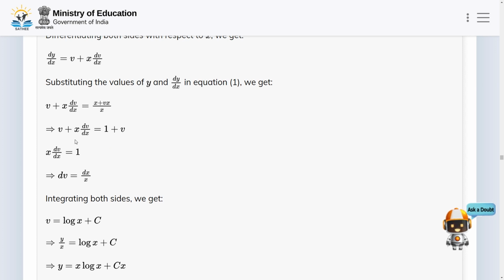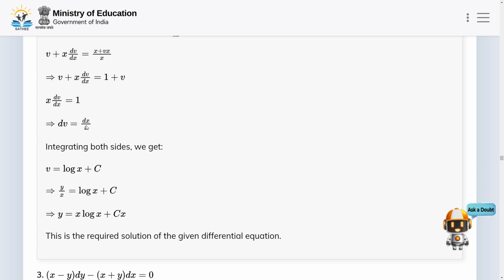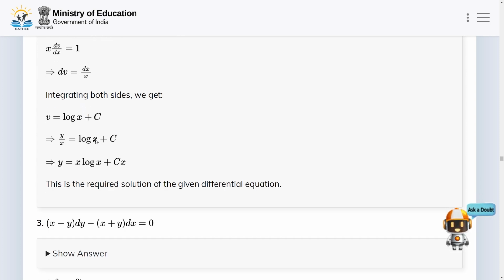So rearrange some terms and apply separation of variables. You will have dv is equal to dx by x. This means v is equal to log mod x plus some constant. This means substitute v as y by x. You will get your final answer, your general form like this: y is equal to x log x plus cx.